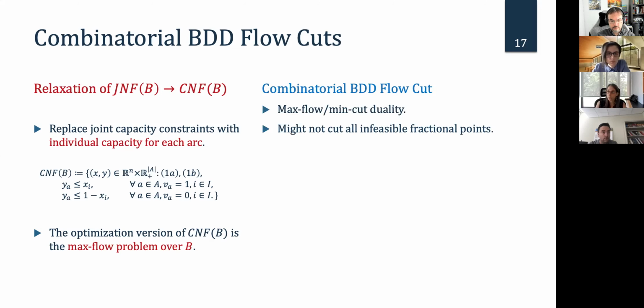And to compute our cut, we also take advantage of max flow min cut duality. The only drawback is that since this new polytope is a relaxation of the older one, it might not cut all of the fractional solutions. That's why we say this technique is incomplete. It might cut it, it might not, but in general, it works pretty well.